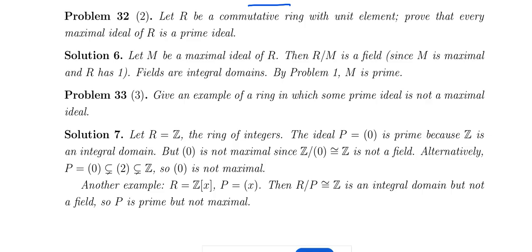Now R is a commutative ring with unit element; show that every maximal ideal of R is a prime ideal. In the case of a commutative ring with unit element, every maximal ideal is a prime ideal. If M is a maximal ideal, then we already know that R/M is a field because M is maximal. Every field is an integral domain, which implies M is prime.